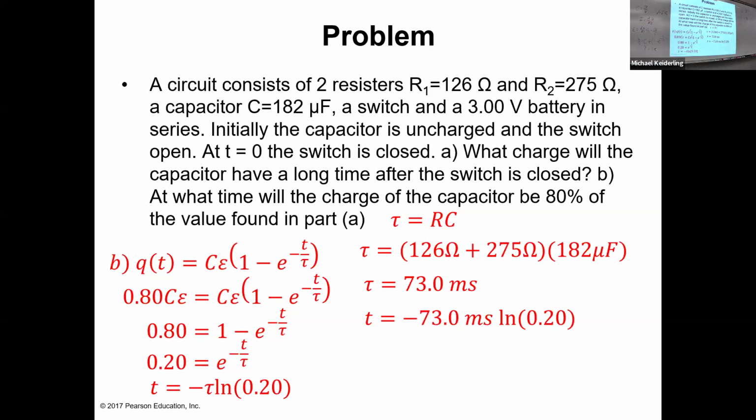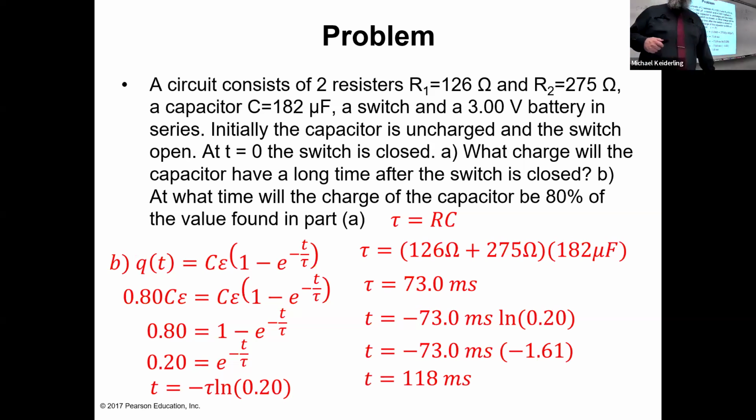And so the time is going to be negative 73 milliseconds times the natural log of 0.2. The natural log of 0.2 is a negative number. So negative 73 milliseconds times negative 1.61 is 118 milliseconds. So it'll take 118 milliseconds to reach 80% charge. Yeah, I think on the test I just asked for the time constant, that tau. That would just be resistance times capacitance.